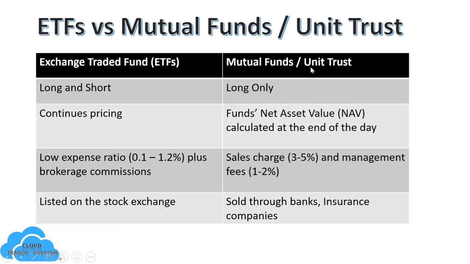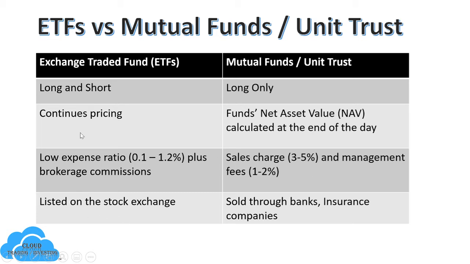But for a mutual fund or unit trust, they have sales charges once you buy. They will charge you 3 to 5% first, which means you haven't earned any money, yet you have to pay 3 to 5% in sales charges first. And then there is a yearly management fee of 1 to 2%. This is yearly, so every year you are losing 1 to 2% just for the management fee.